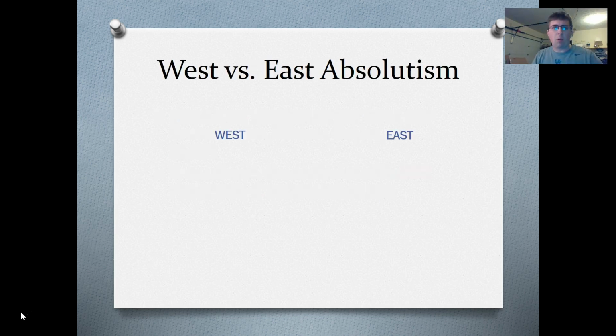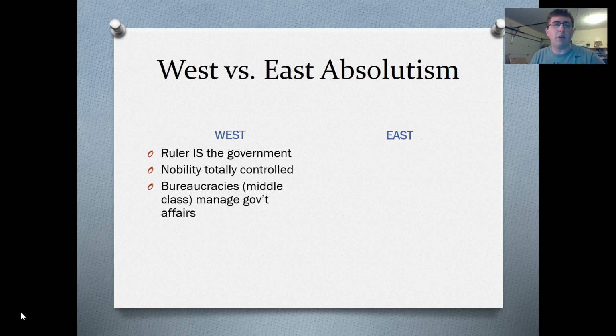We covered this in 4.1, the differences between Western and Eastern absolutism. Western absolutism, Spain and France, for the most part. In the West, the ruler is the government. I am the state. It would be as though Donald Trump was our government here in the United States of America. The nobility is totally controlled. They have very little influence politically.